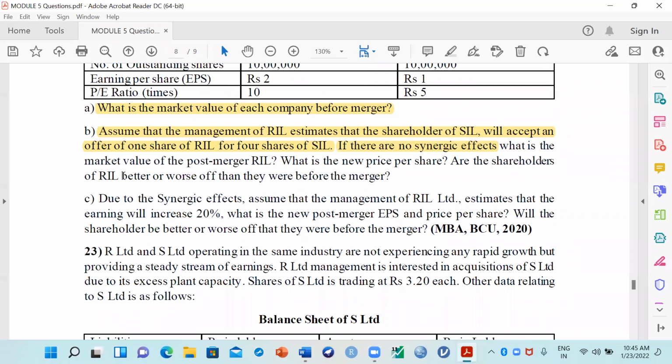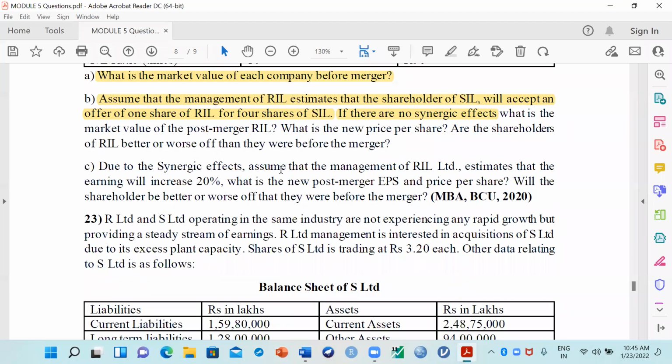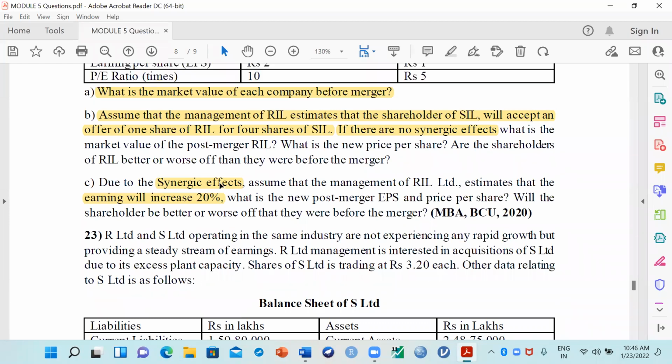Next case, what they have given in the C part: due to the synergic effect, assume that the management of RIL estimates that the earning will increase. So now you tell me, in one case they're telling us there is no synergic effect, and in another case they are telling us there is a synergic effect. If there is a synergic effect, then the earning will increase by 20%. That is what their estimation is.